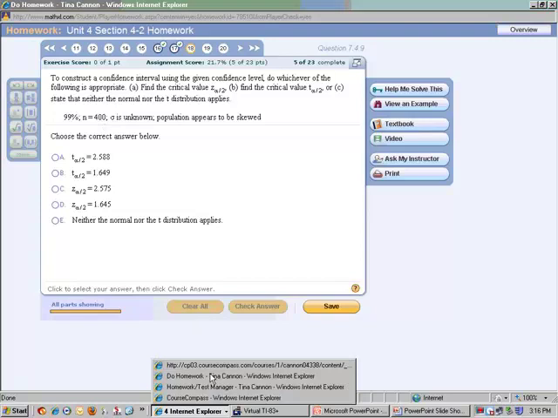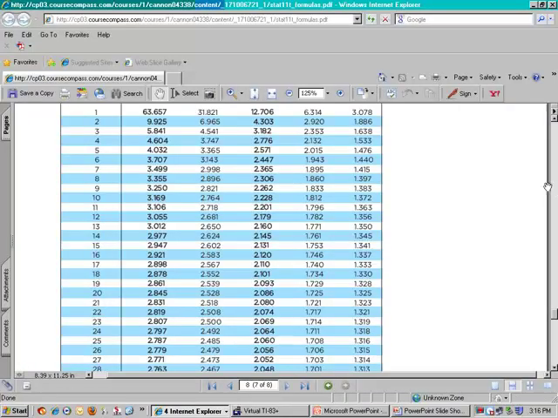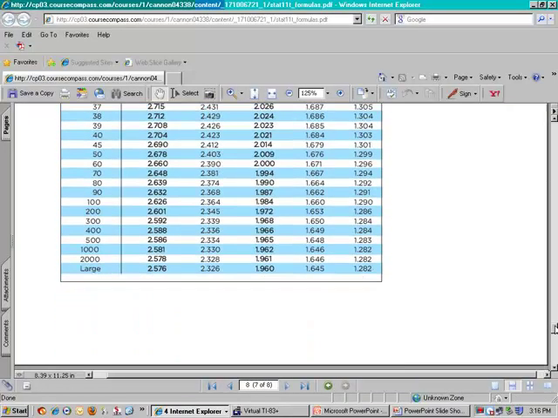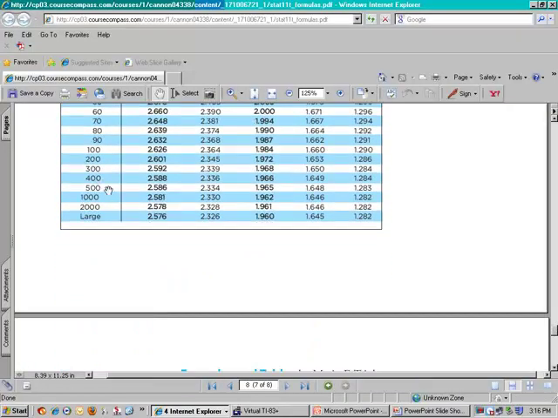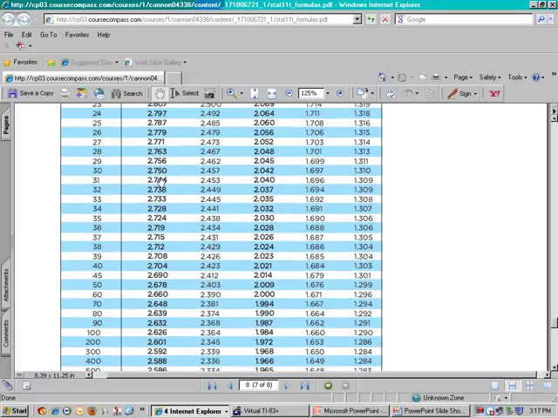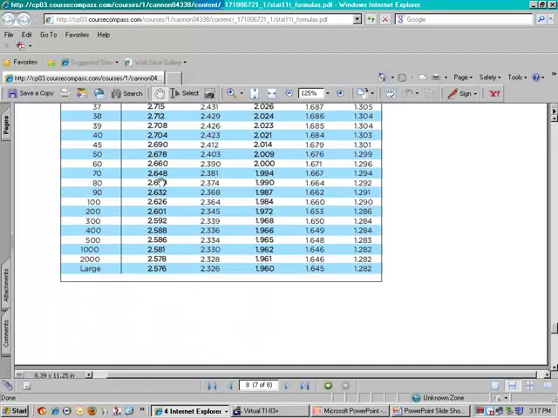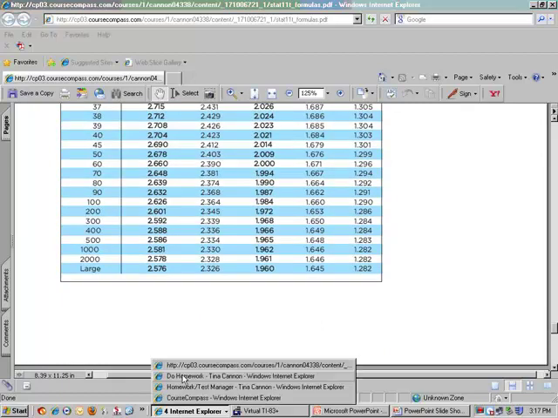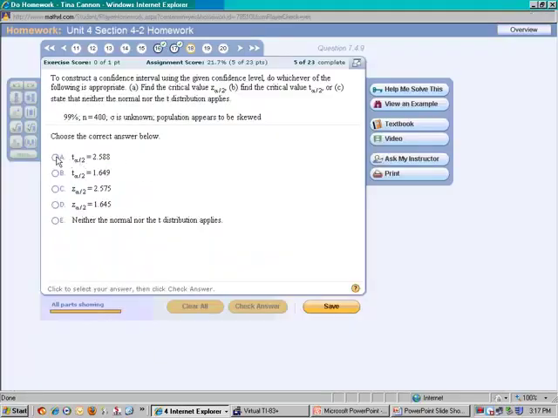But if you look at your table, if I can find it, notice this only goes to this. So you find the one that's closest to what we're dealing with. So we'll have to use the 400. And notice area in one tail, I think that's the first column. Let me see, yes. So we'll use 2.588. And if you look at this, there's this.